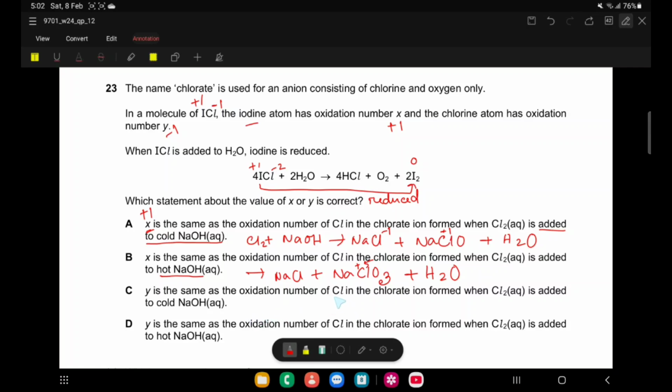Y is the same as the oxidation number of chlorine in the chlorate ion formed when chlorine is added to cold sodium hydroxide. Y is -1, but here we have seen this is +1, so definitely no. And Y is the same as the oxidation number of chlorine in chlorate ion. This is also not, because this is +5 and it was -1. So our correct answer is A.